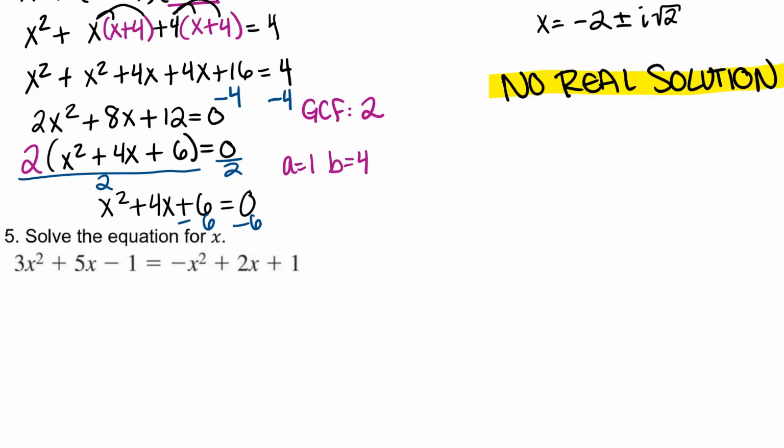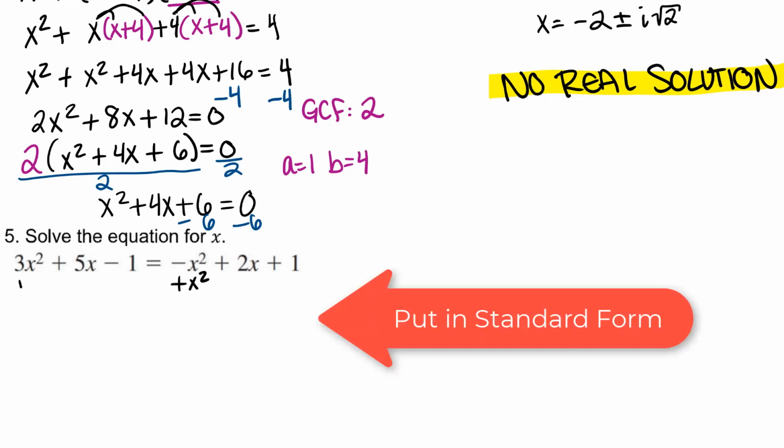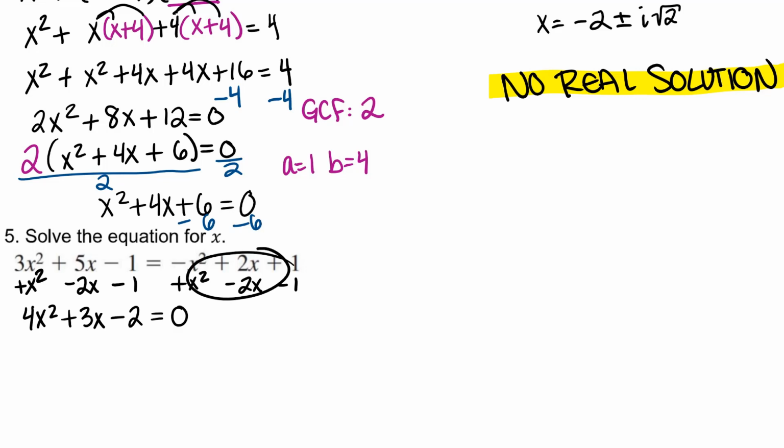For number 5, you don't even have to find the y values, but we want to solve the equation for x, so begin by putting it in standard form, making it equal to 0. I don't want my x squared term to be negative, otherwise I'll have to factor out a negative if factoring is involved. So let's add the x squared to the left side. You could try factoring this, but it's not factorable. So I'm going to move on to quadratic formula since a is not equal to 1 and b is not equal to 0.